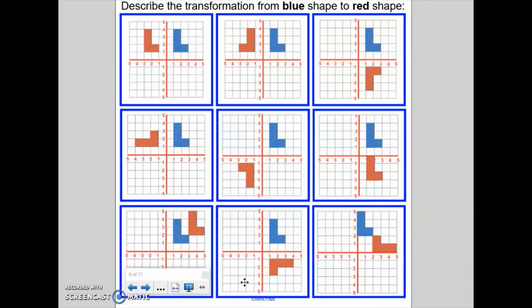So for each of these questions, could you identify whether you're dealing with a translation, an enlargement, a rotation, or a reflection? And then depending on which of the 4 options you choose, could you then go ahead and describe the full transformation? Just like in my examples, we're going from the blue shape to the red shape. That's very important. Could you have a go at all 9 questions? Could you pause the video now, please?